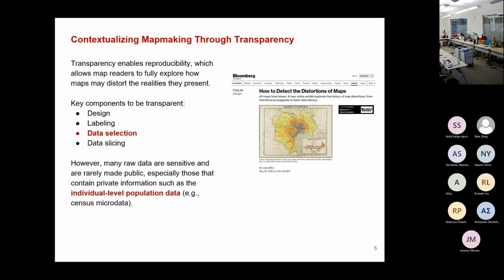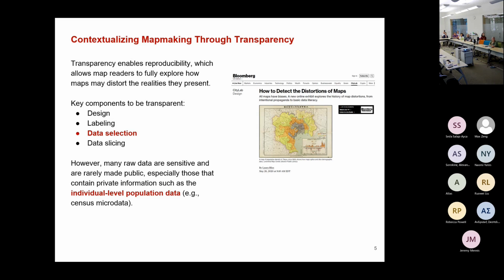So a very important approach to help readers understand or interpret maps is to ensure the transparency of map making, because transparency guarantees reproducibility, and map readers will have the access to actually reproduce the map making and understand how uncertainties may be involved in map making. They will have a better understanding of how they can appropriately interpret the maps when they're reading them.